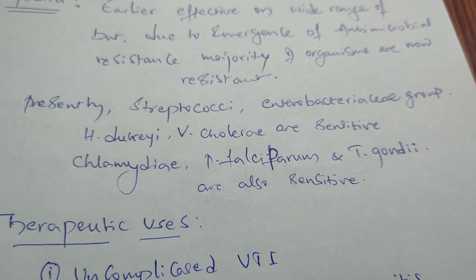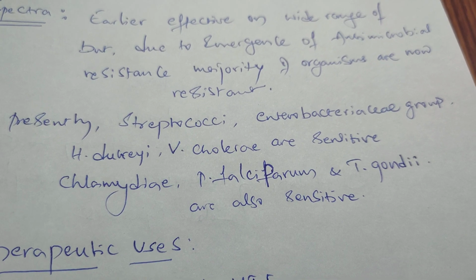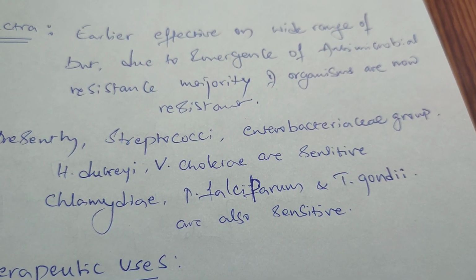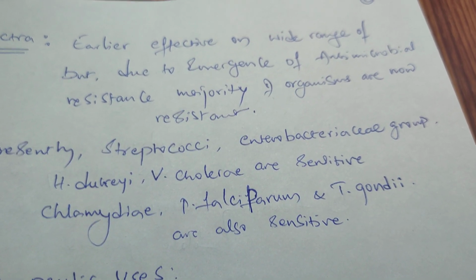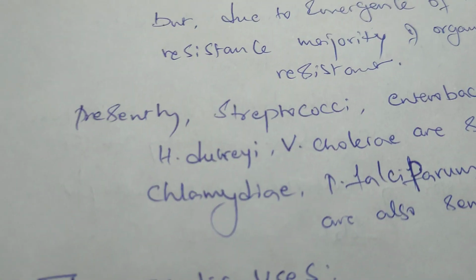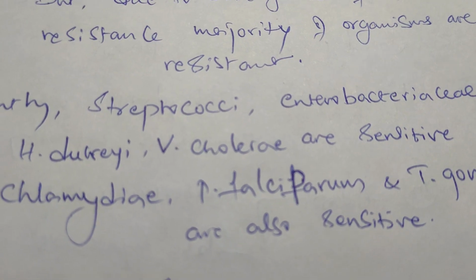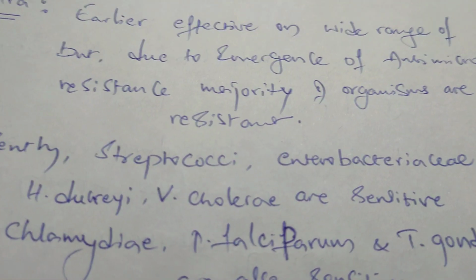Presently, what organisms are sensitive? Streptococci, you can see. Enterobacteriaceae. What are Enterobacteriaceae? These are 5 organisms you must be knowing: E. coli, Klebsiella, Shigella, Salmonella, and Proteus. These 5 organisms are even today sensitive. Then Haemophilus ducreyi, Vibrio cholerae. Some doctors will try it. Tetracycline is preferred. Anyway, you can also try it for Vibrio cholerae.